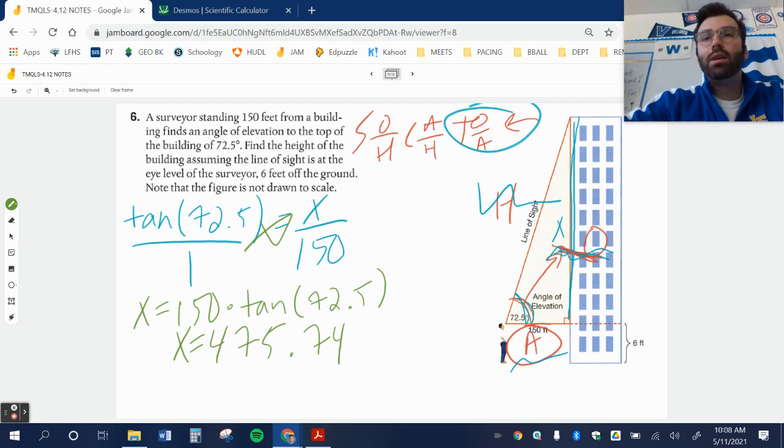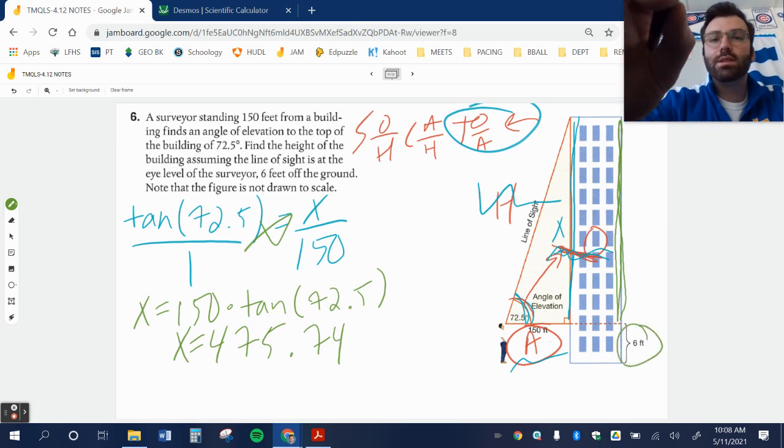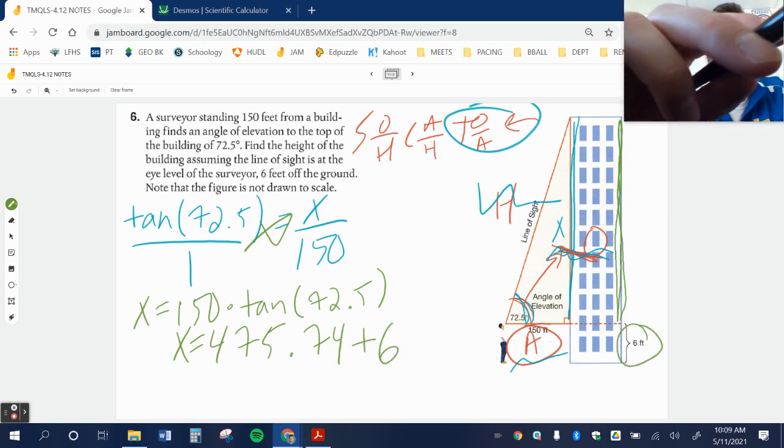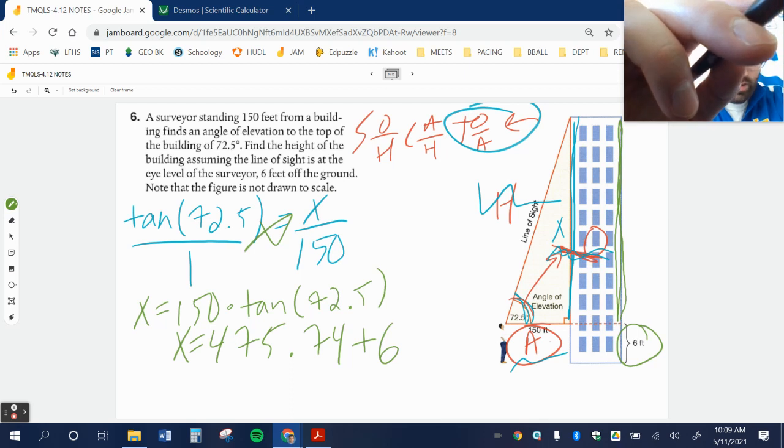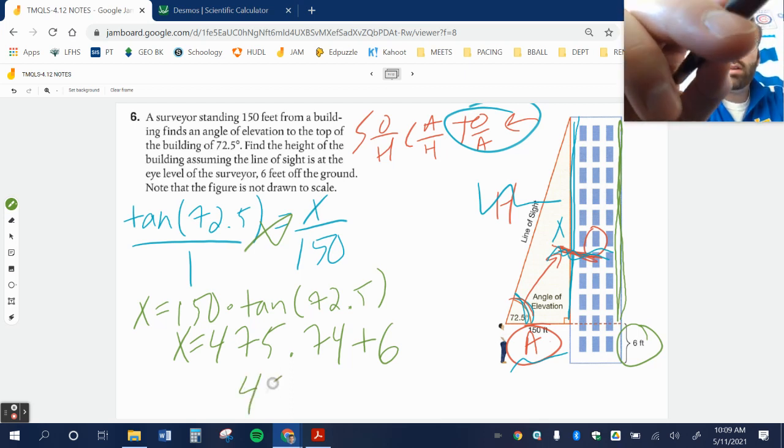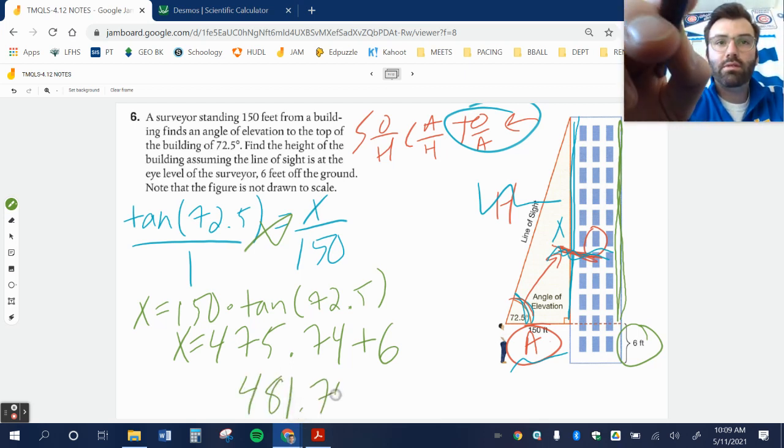We want the height of the building, and all we know is the height of this piece right here. So we have to account for how tall this man is. He's 6 feet. So adding 6, you would get 481.7.